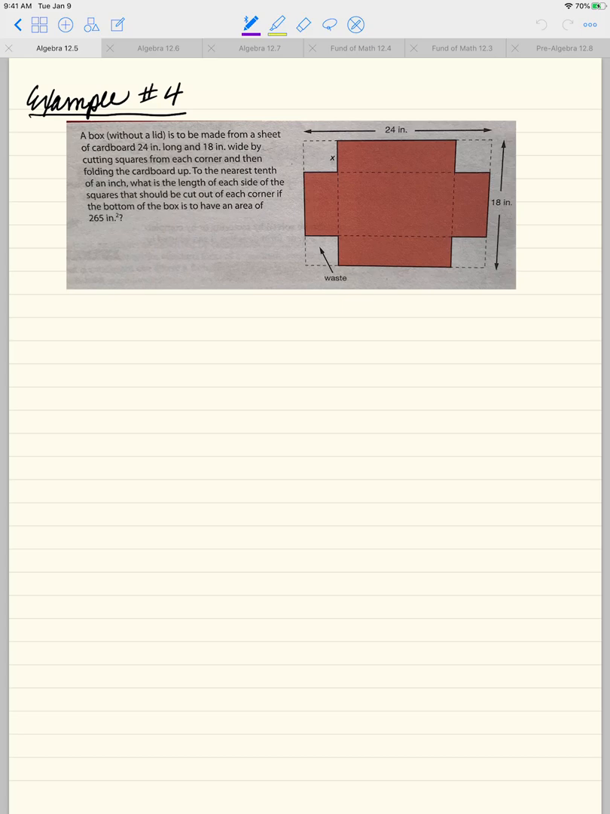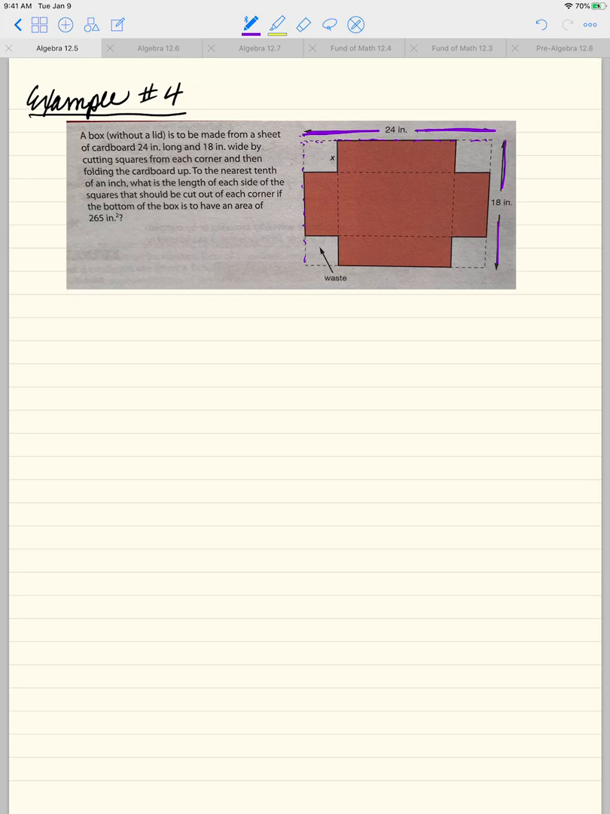Example number 4, everyone's favorite, story problems. Okay, a box without a lid, so this is just like the bottom of a box, okay, is to be made from a sheet of cardboard that is 24 inches long. So it's like we have this big piece of cardboard, okay? It's kind of marked here by these dashes going all the way. 24 inches long and 18 inches wide, okay? So here's this sheet of cardboard, all right?